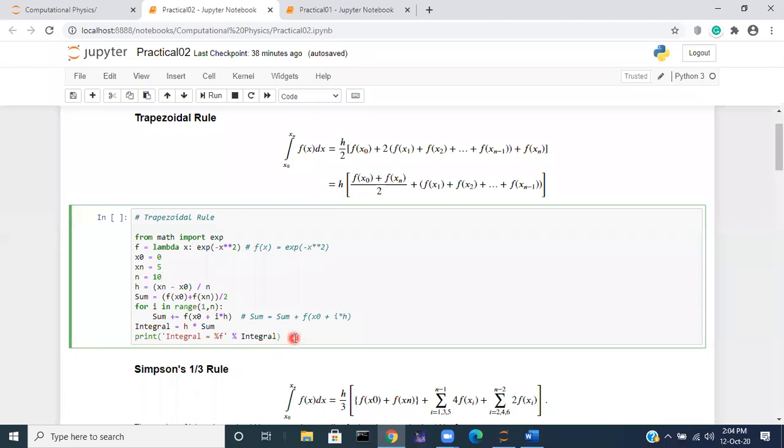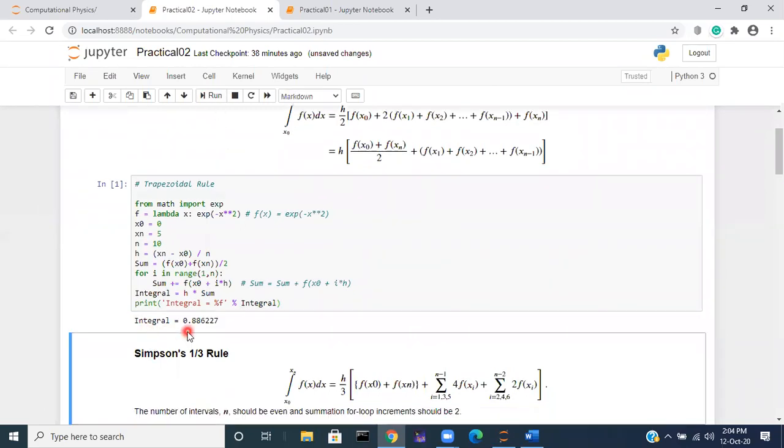So let me run this. The value of the integral is 0.886227. So for 10 equal intervals, the value is 0.88627.